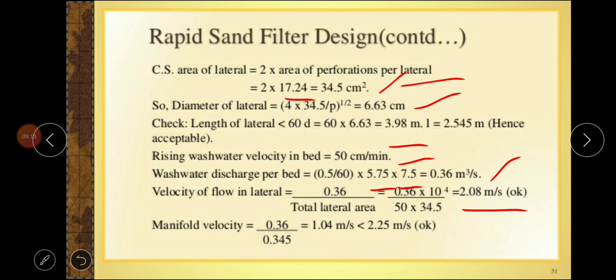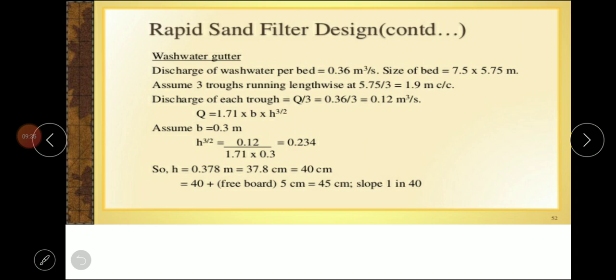It is okay. Now find out manifold velocity, which is equal to 0.36, the wash water discharge, divided by 0.345, the cross section area of lateral, is equal to 1.04 meter per second. It is less than 2.25 meter per second, that is okay. Now wash water gutter: discharge of wash water per bed is equal to 0.36 meter cube per second. Therefore the size of the bed is equal to 7.5 into 5.75 meter.